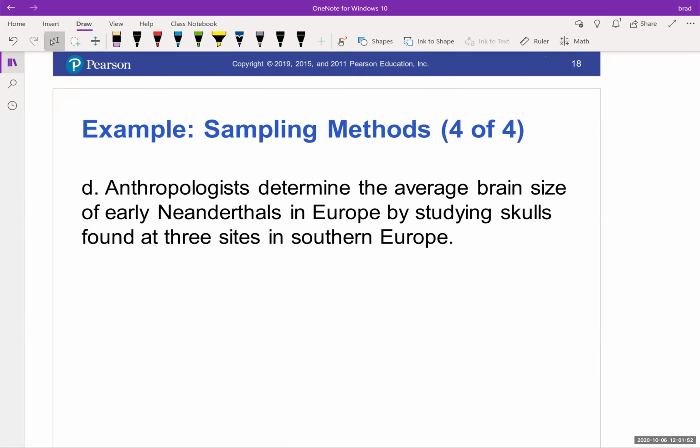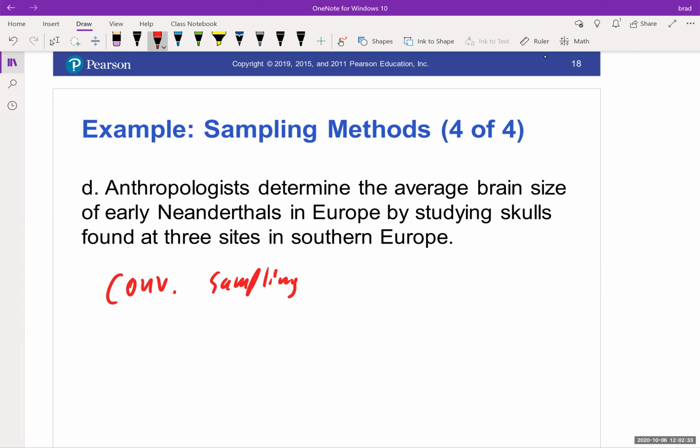Anthropologists determined the average brain size of early Neanderthals in Europe by studying skulls found at 3 sites in southern Europe, okay? So let's see what we got on this. Now, this sounds like... well, I mean, this is convenient sampling, but sometimes it's not.